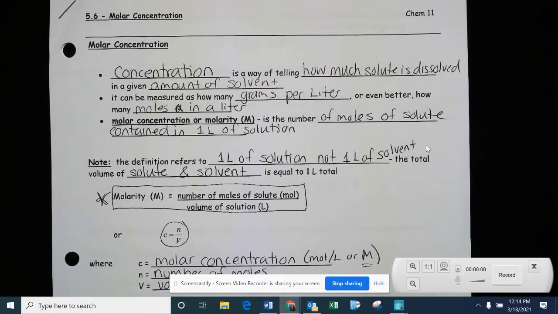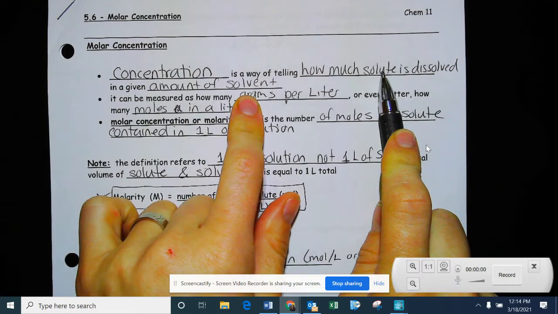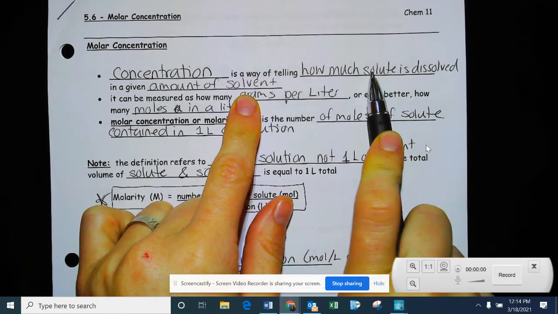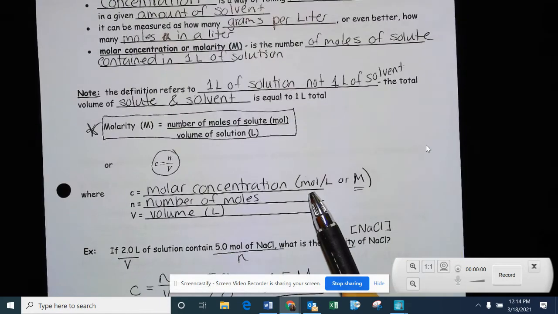Quick review here, everybody, from yesterday. We talked about what concentration is, and that it's a way of telling how much of something is dissolved in something else, those somethings being solute and solvent. So solute would be like salt, and the solvent would be like water. So the concentration tells us ultimately how many moles of something we have in 1 liter of that thing.